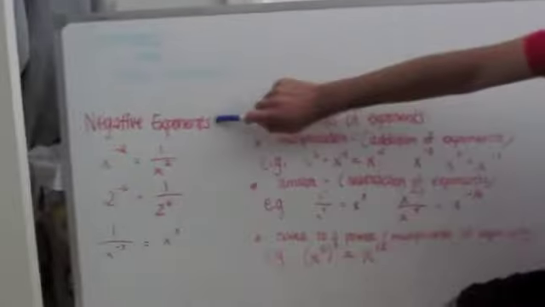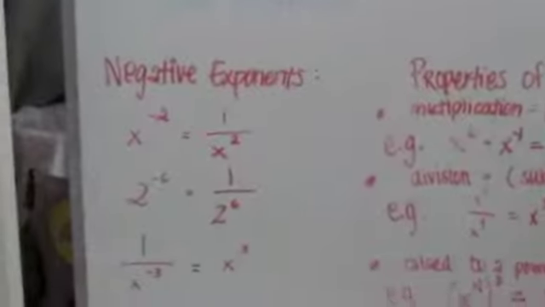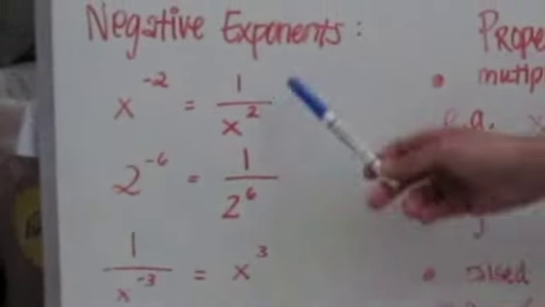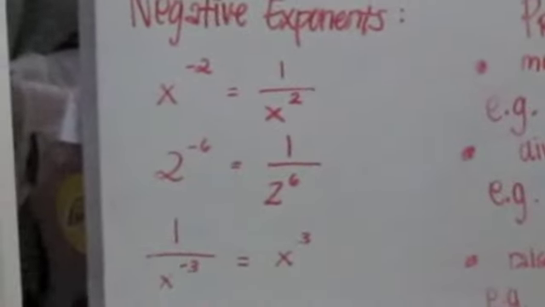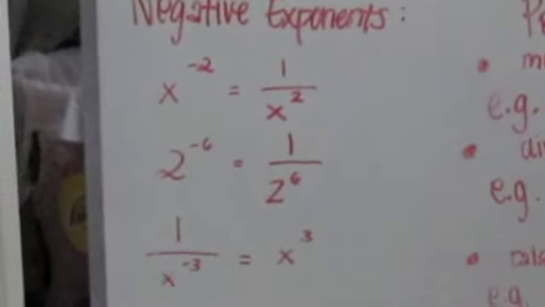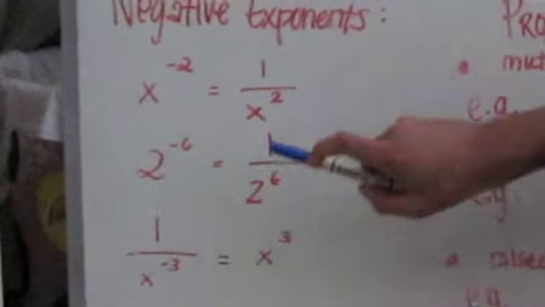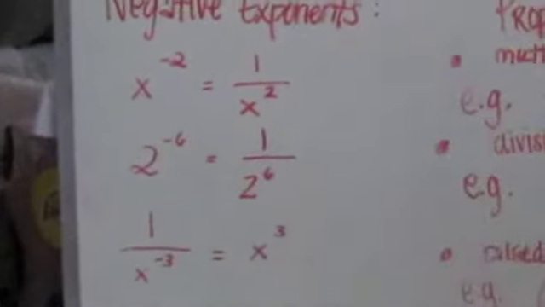Okay? So we'll start out with negative exponents. X to the negative 2 is the same thing as 1 over x squared. So whenever you have a negative exponent, you take it and you flip it. For example, 2 to the negative 6. To get rid of that negative exponent, you're going to flip it and turn it into 1 over 2 to the 6th.